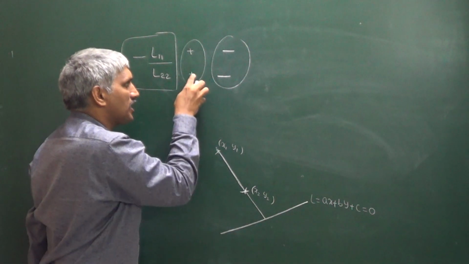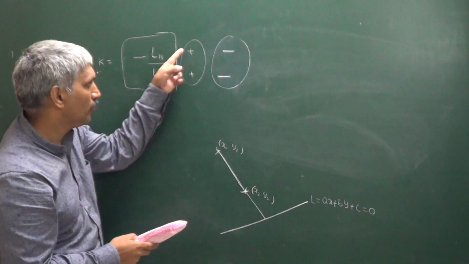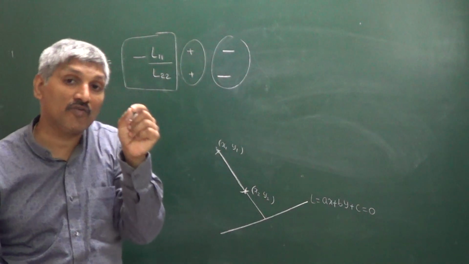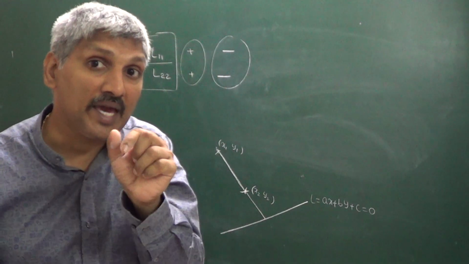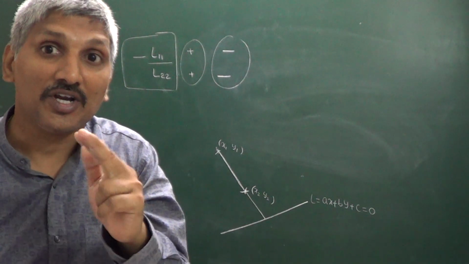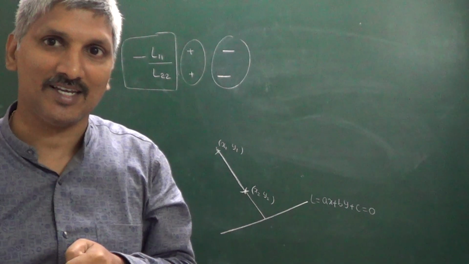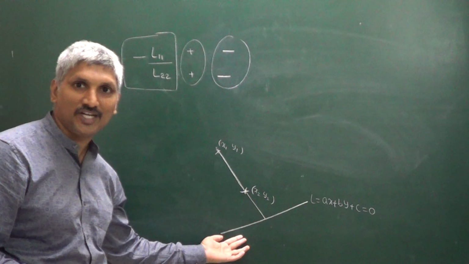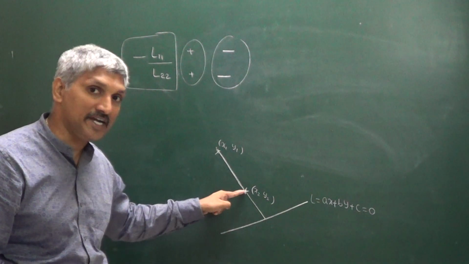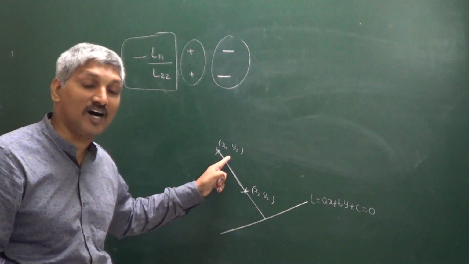To get the ratio negative, L11 and L22 must have the same sign, both positive or both negative. If L11 and L22 have the same sign, then the ratio is negative. Ratio negative means the division is external division. This is the external division. In this case, the two points lie on the same side of the line or not? The two points lie on the same side of the line.